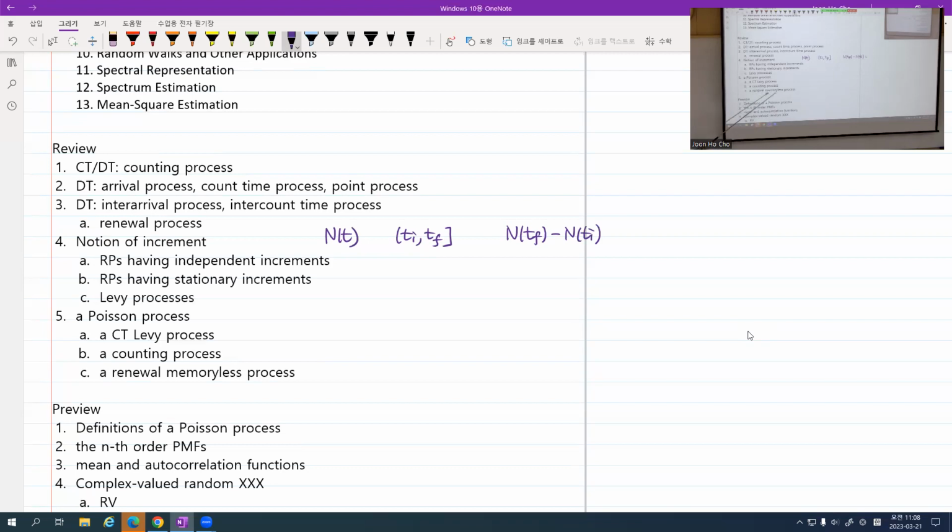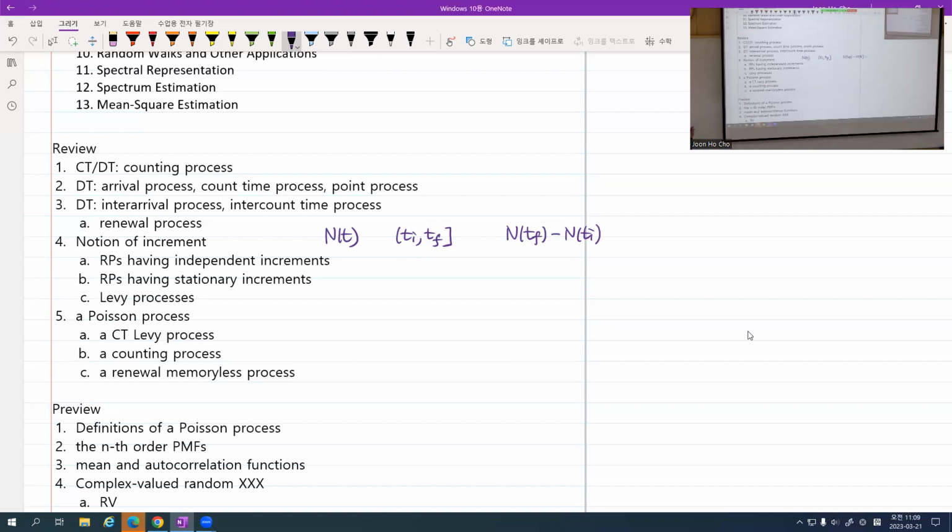First, if you choose non-overlapping multiple intervals, then the associated increments, these are, by the way, random variables, right? These increments as random variables are independent. In that case, we say that the random process has independent increments. And another one is that given this situation, this increment as a random variable has the CDF or PDF or PMF or characteristic function only parameterized by time difference. Then we say that the increment has the stationary property.